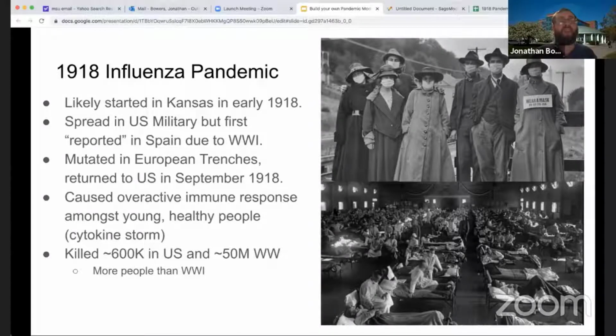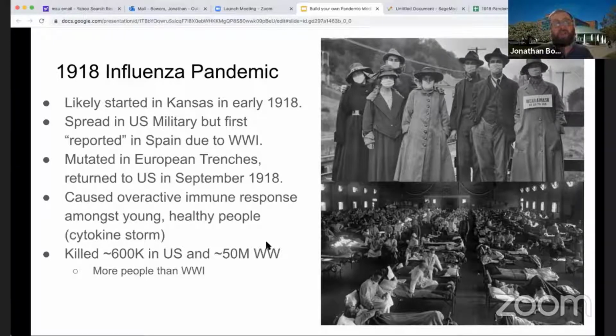It mutated in the European trenches and returned to the United States in a second wave in September 1918. And it's the second wave that was the deadly one. This is where it caused an overreactive immune response amongst young, healthy people, also known as a cytokine storm. Young, healthy people with strong immune systems would get really badly sick, and then their bodies would just keep on trying to fight it off harder and harder. In the process, they ended up getting high enough fevers that it actually caused their bodies to shut down.